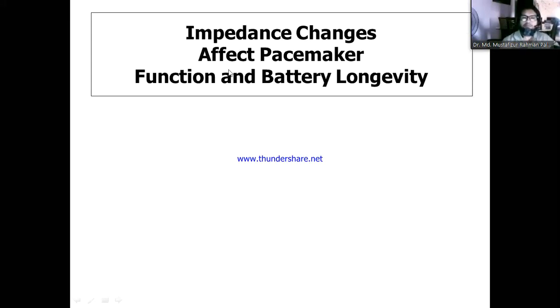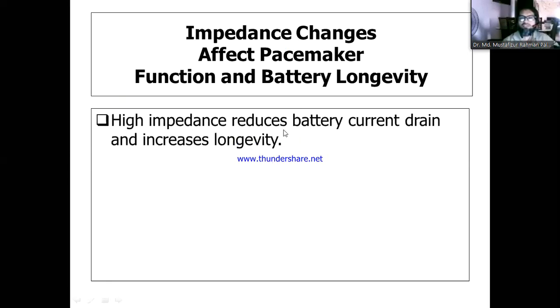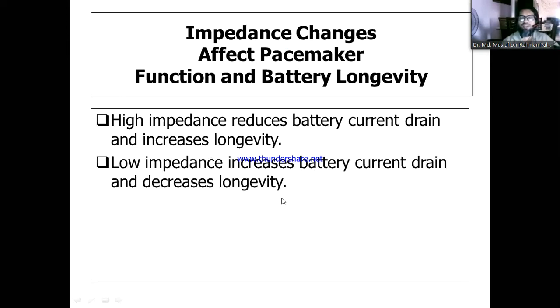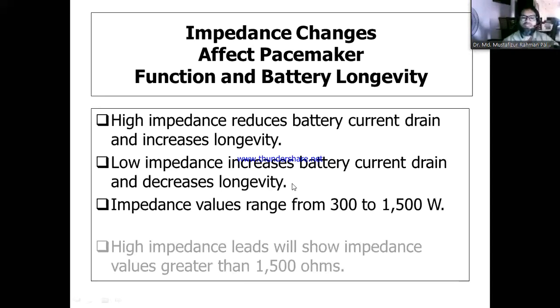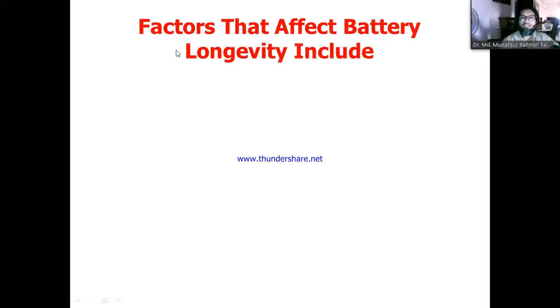So let us see how the impedance changes affect the pacemaker. What I have told is that impedance changes affect pacemaker function and battery longevity. High impedance reduces battery current drain and increases longevity, and low impedance increases battery current drain and decreases longevity. Values normally range from 300 to 1500 ohms. High impedance leads will show impedance values greater than 1000 ohms even.